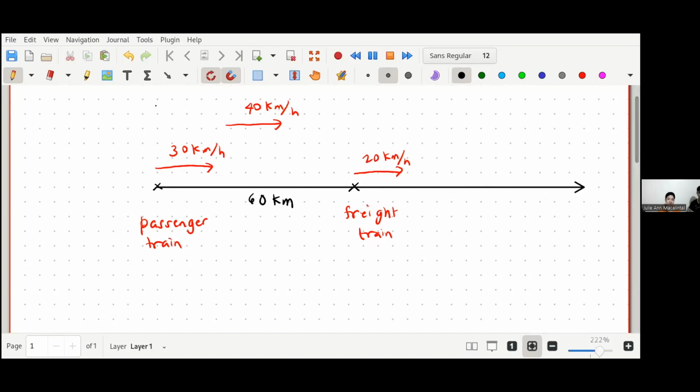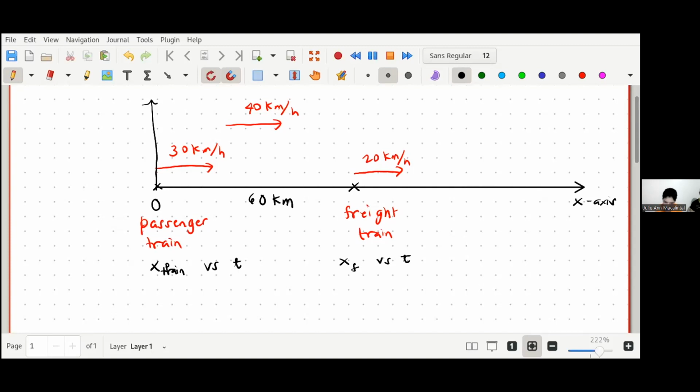Tapos, choose the origin. So, ito yung 0. Ito yung x-axis. Yan yung initial distance ng dalawa. Can you set it up na, so, gusto kong makita ay, ano yung x train versus time? Tapos ano yung passenger train? Tapos yung freight. Can you set up a function for that?